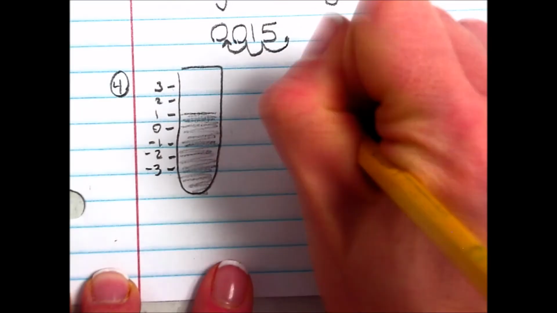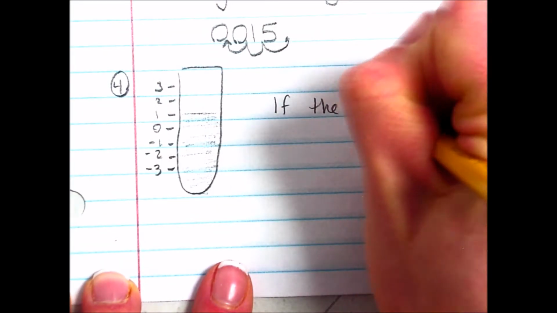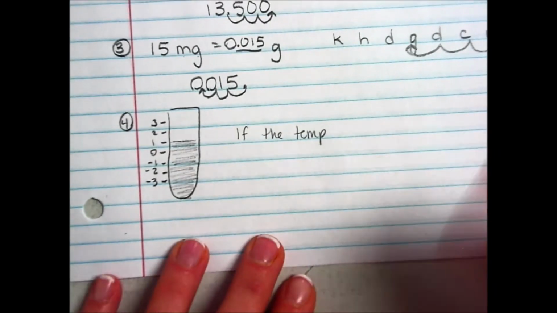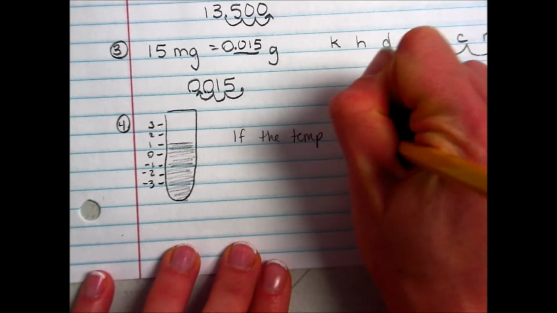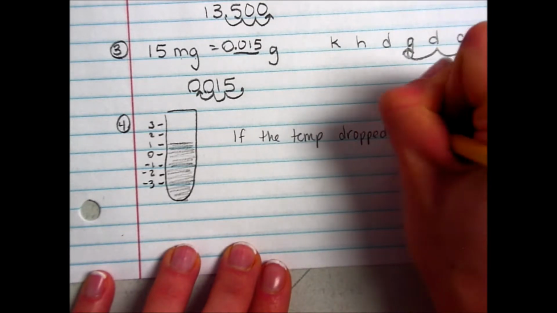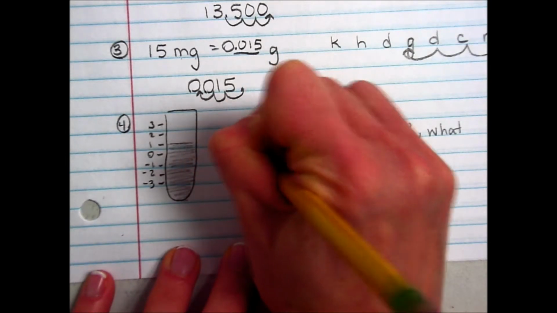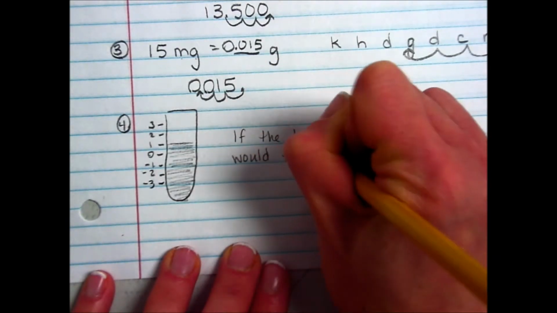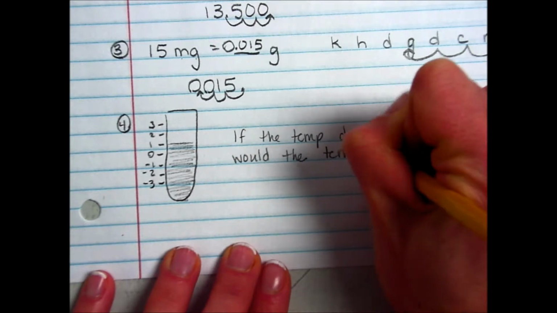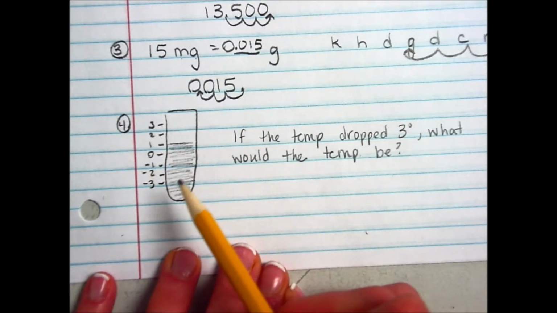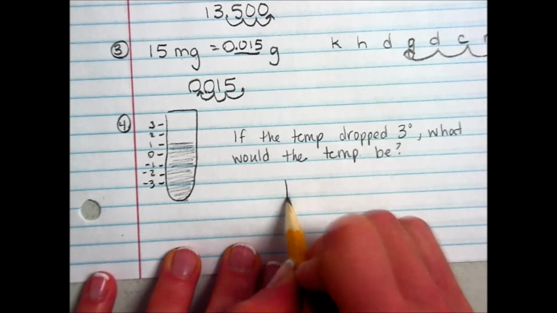Let's say if the temperature, I need to zoom out a little bit now, dropped 3 degrees, what would the temperature be? Okay, so when I get a problem like this, I need to figure out, first of all, where am I starting? What is my current temperature? Aiden? 1. Okay, so I put a 1 on my paper.